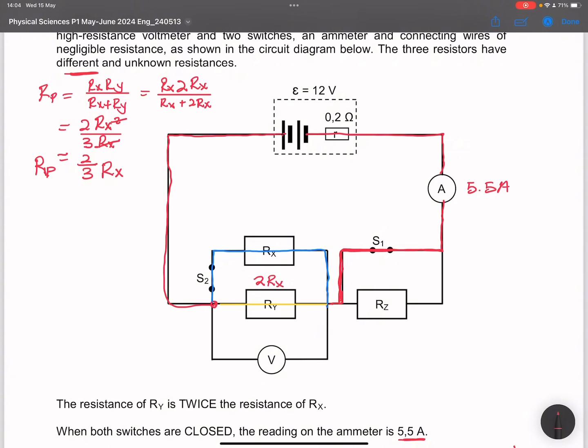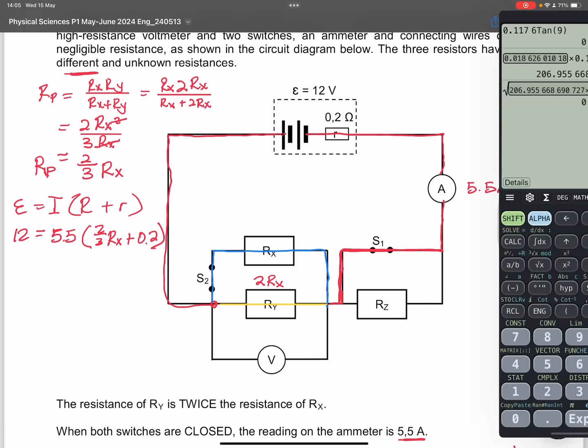So now what I'm going to do is use my EMF formula and say E is equal to I into R plus small r. But remember, this would be the total current over here. This would be the total resistance, the external resistor rather, in this case, or the resistor of the load. So this is 12. That's 5.5. This is 2 over 3 Rx. And this is plus the internal resistor, which is 0.2. All right, and let's do our gymnastics over there.